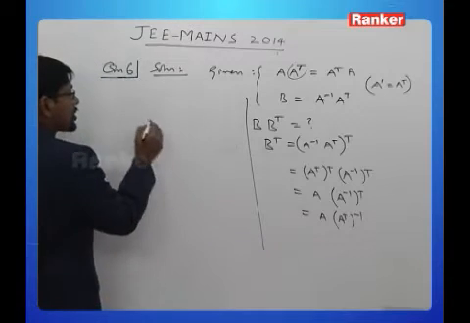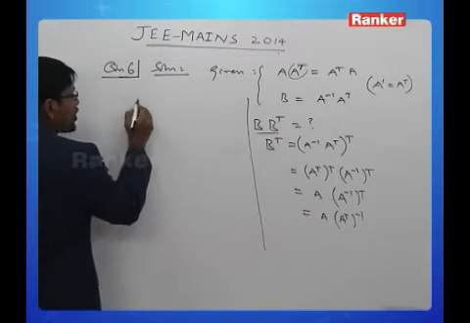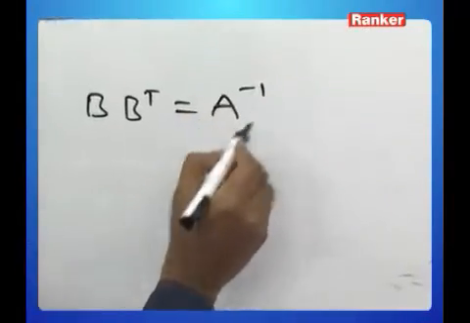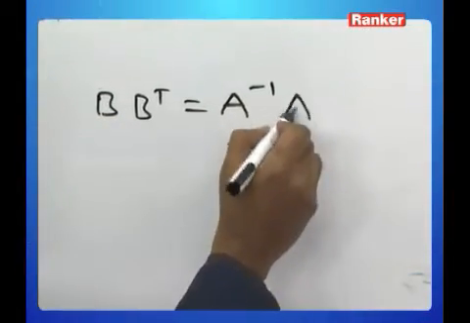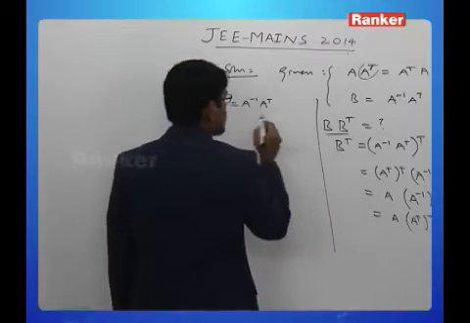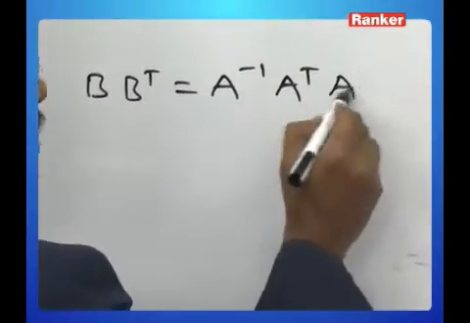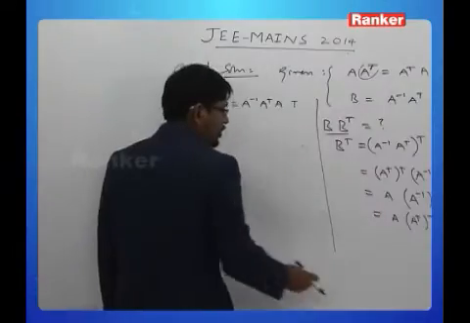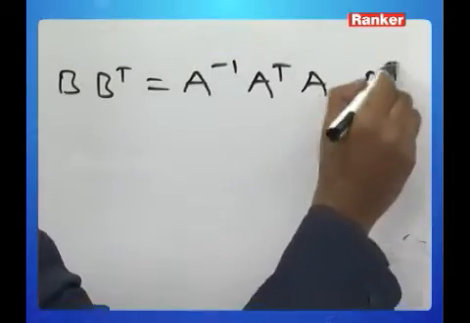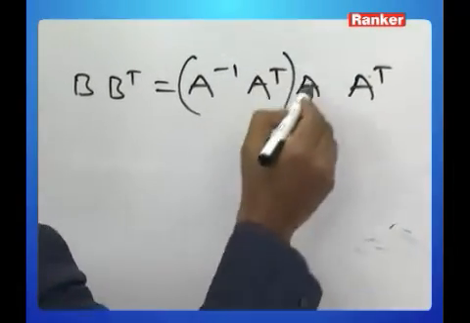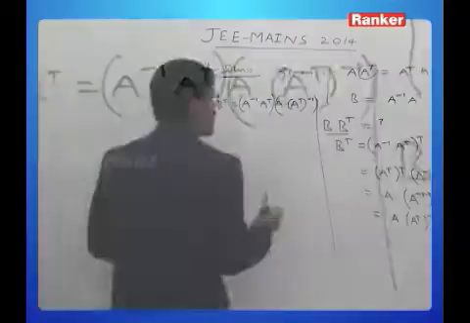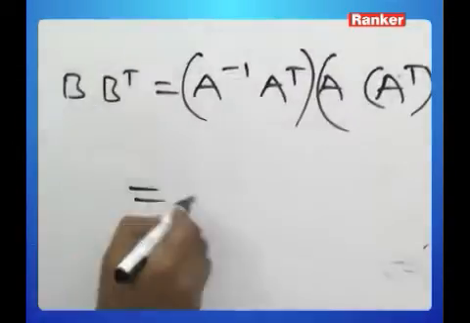Now coming back to this, what you want is B into B transpose. So B into B transpose is A inverse, I am writing B, so A inverse into A transpose. I am writing B transpose, that is A into A transpose inverse. This is B and this is B transpose.